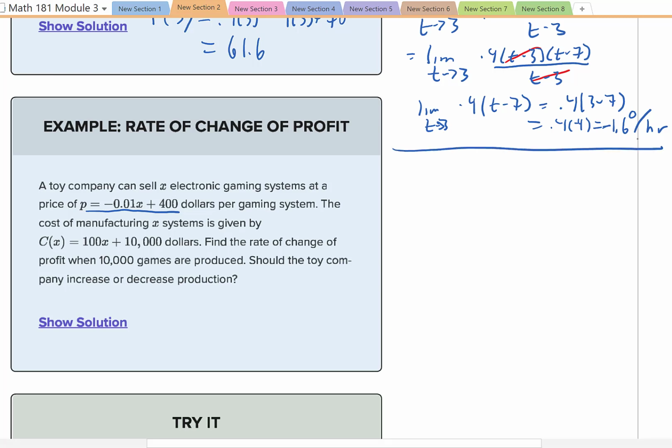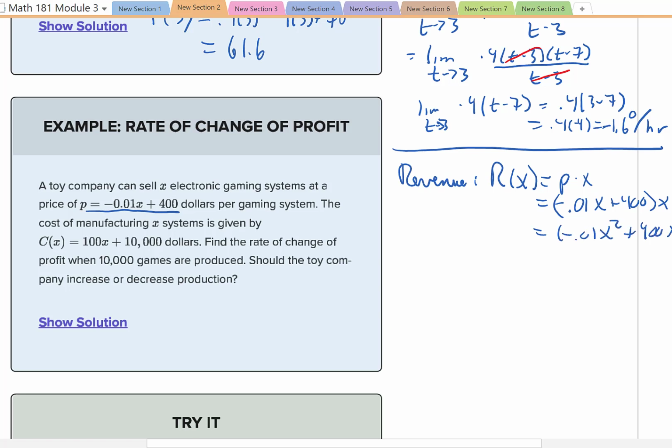So here we go. A couple things to be aware of. To get the profit, I need to come up with revenue, R of x. That's going to be the price times how many are made. So P times x, so it's negative 0.01x plus 400, all that times x. So the revenue is negative 0.01x squared plus 400x.